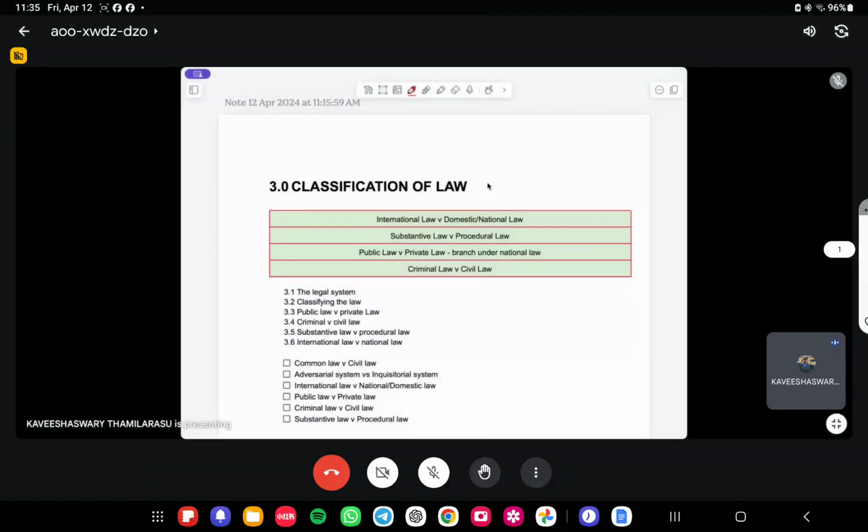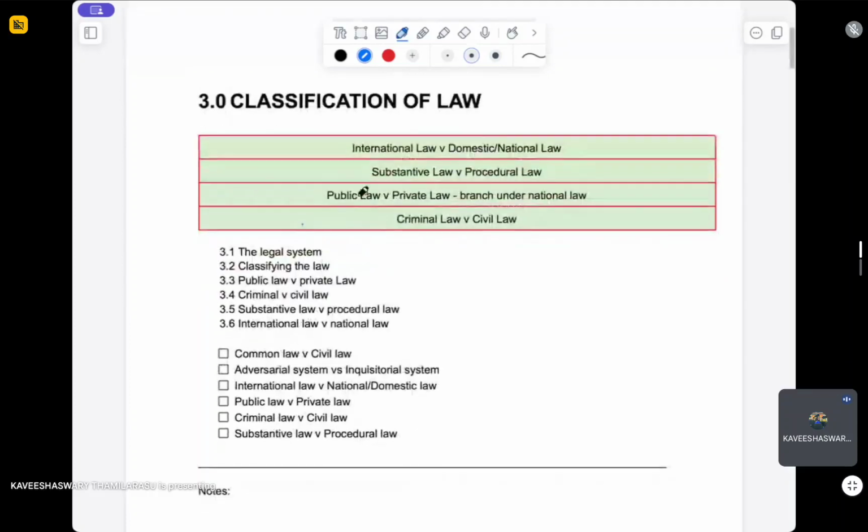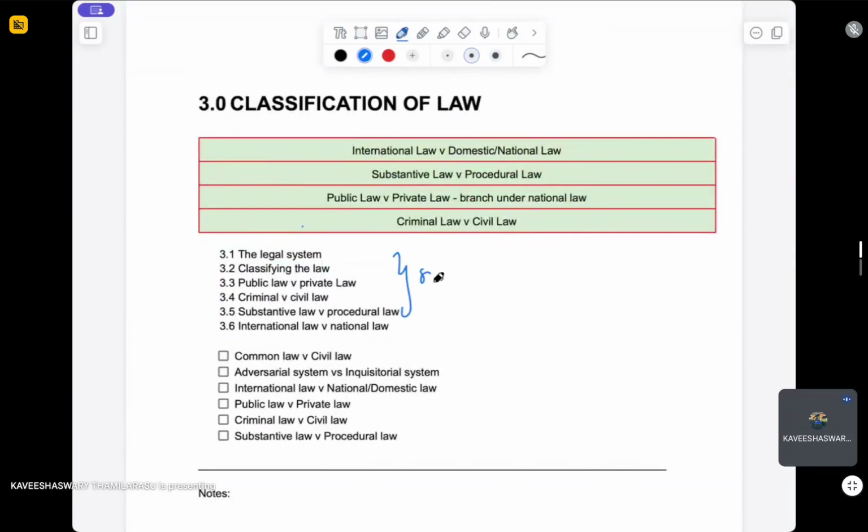Take a look at classifications of law. This is chapter 3 for our syllabus. This chapter is quite easy. You just have to understand what certain laws mean, and then you should be fine for this chapter. Okay, in this chapter, this is what is given in the syllabus.